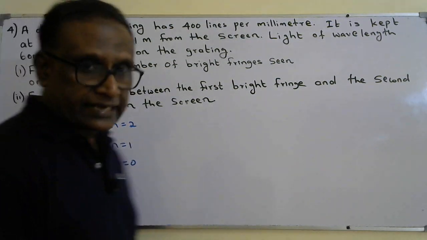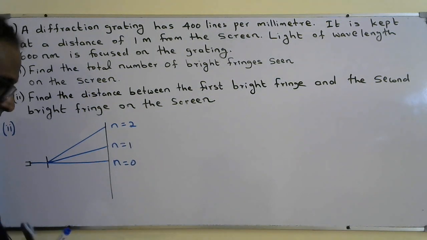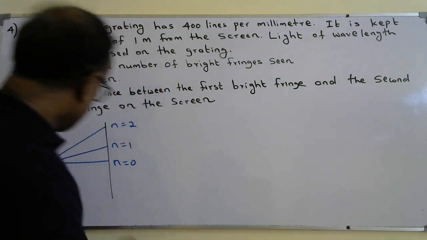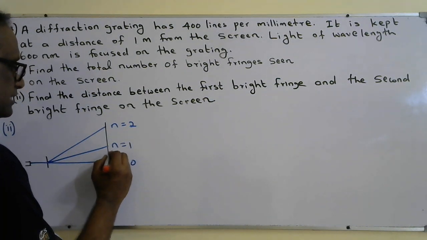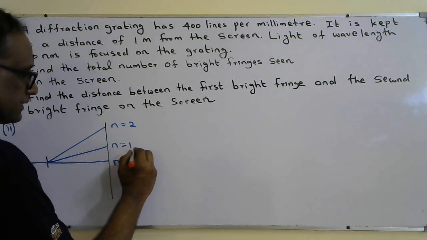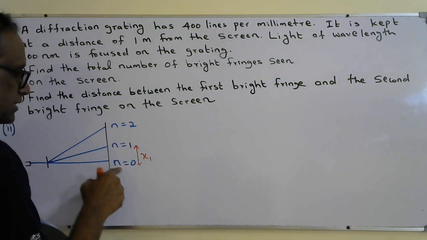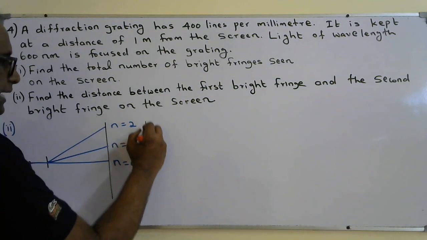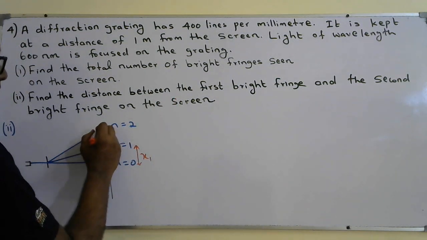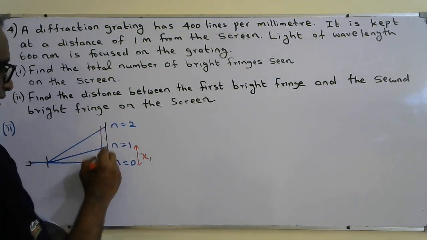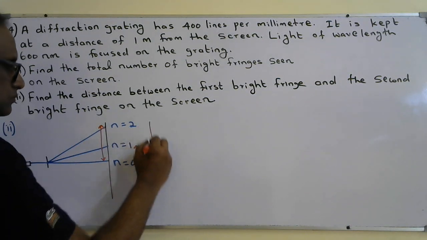So I can't find it directly. I need to find this one, then this one, and subtract. Let the distance from the 0th order to the first order be x1. The distance from the 0th to the second order, let it be x2. I'll mark it here, x2.